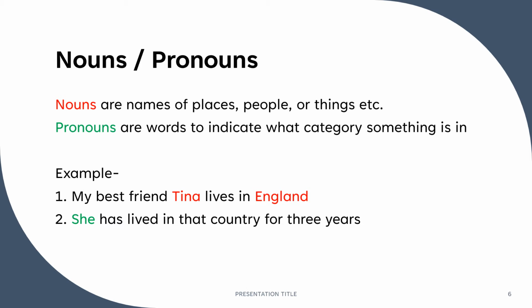The next sentence, she has lived in that country for 3 years. So again, she is the pronoun, highlighted in green. She, referring to what category this person is in. She is a girl, a woman, female. She.